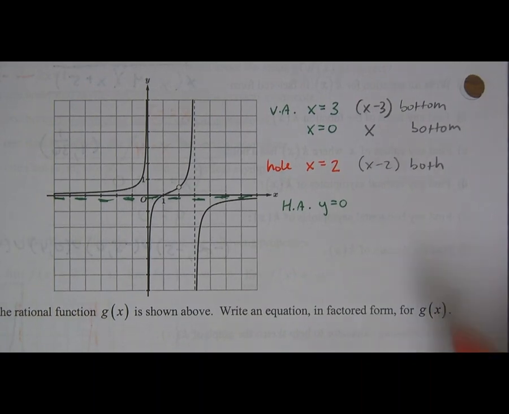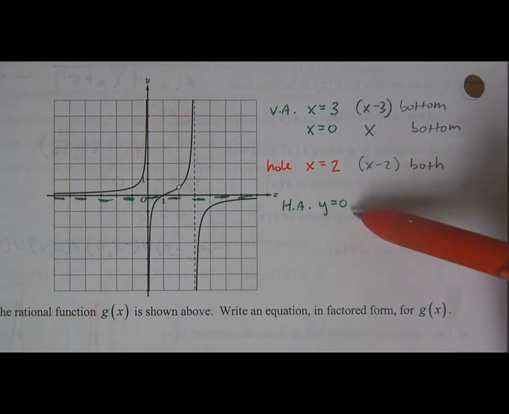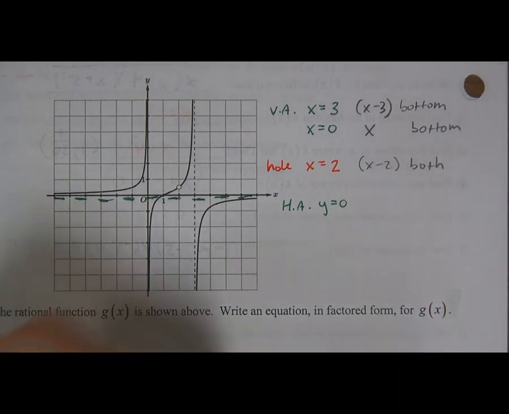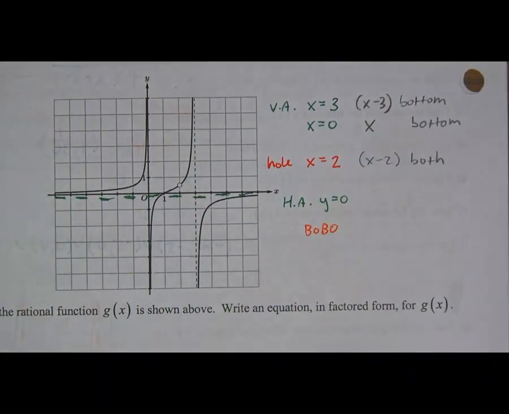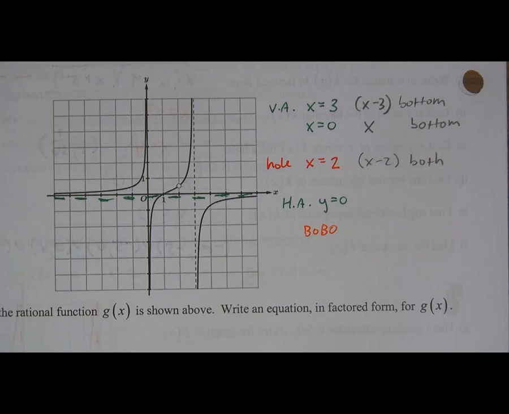Is that Bobo, Bo2, or Betsy? Bobo, which again, for those of you that always think I'm a crazy person when I say that, that just means bigger on bottom means y equals 0. So now I know my degree needs to be bigger on the bottom.